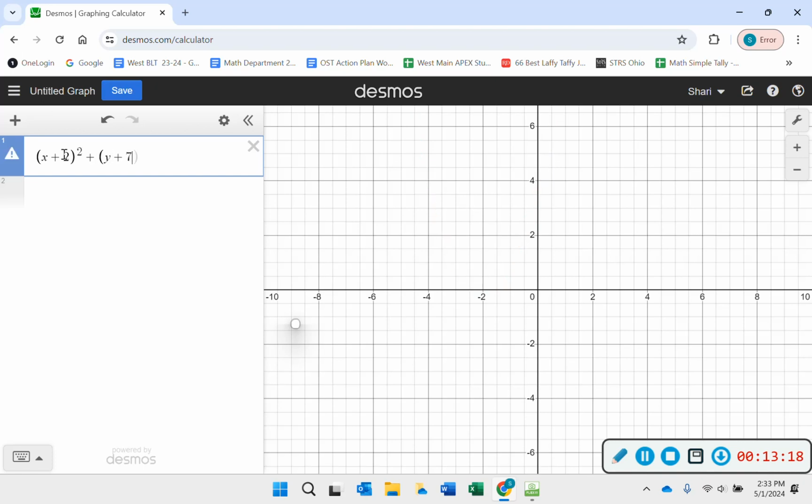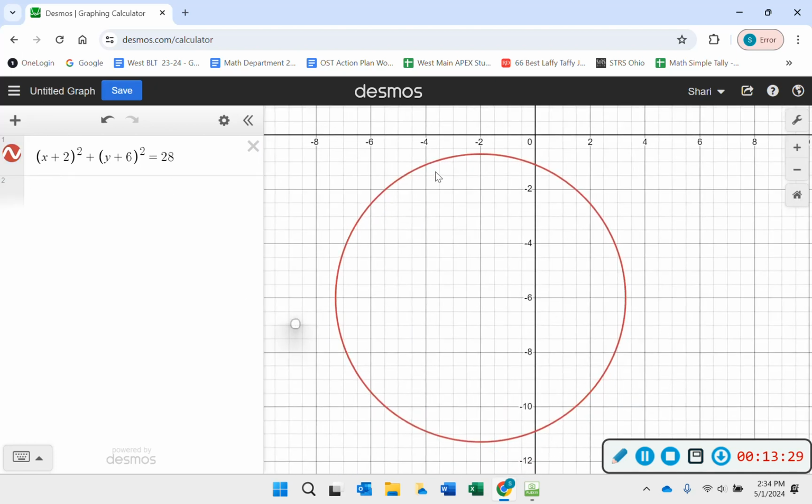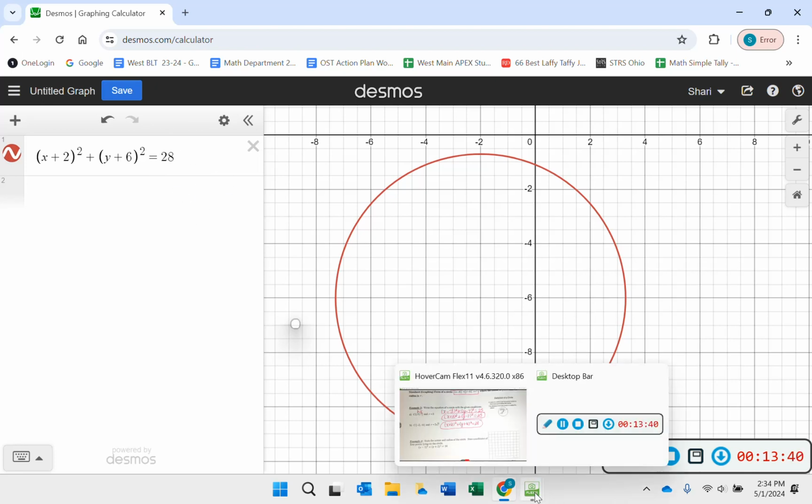And I'm just going to show you how this would look if I use Desmos to check it. Here's the answer I got. So I got this. And can you see how this does have a center at -2, -6? Right there would be the center. Did you guys get the 28 right there? Did you square the 2 radical 7 right? Good job.